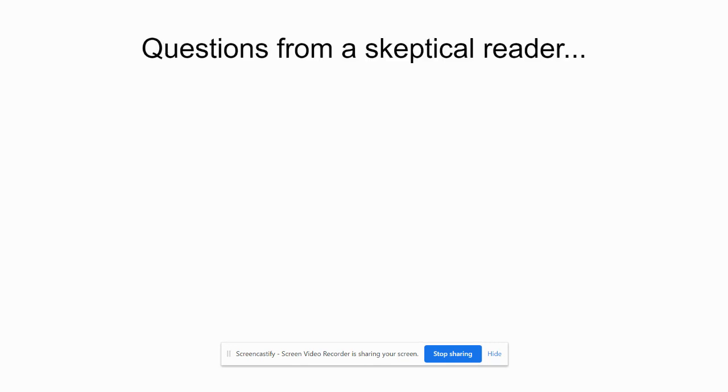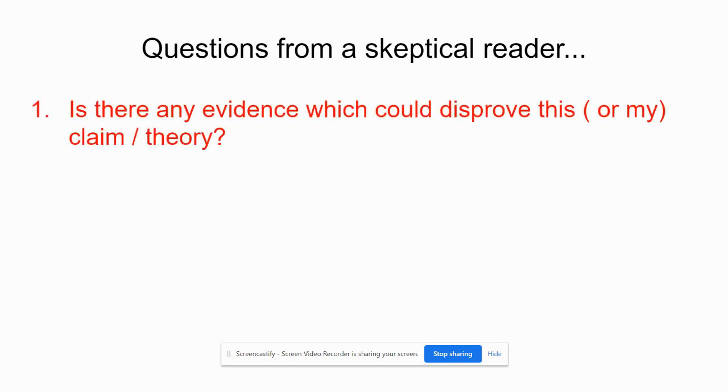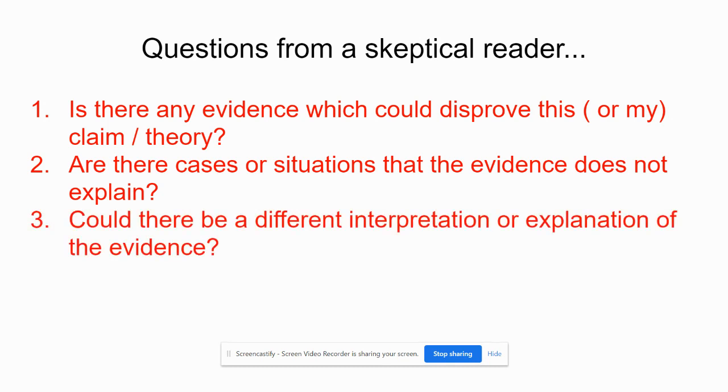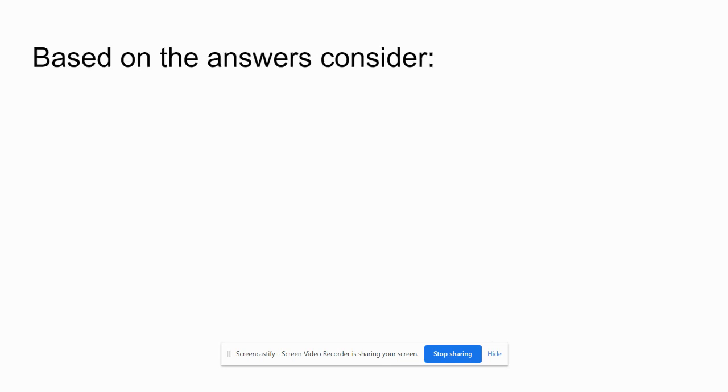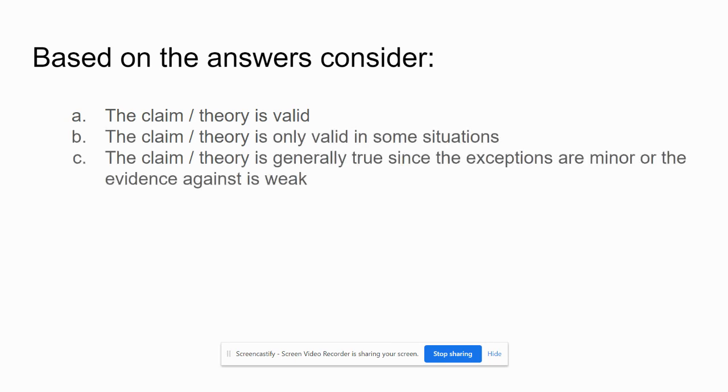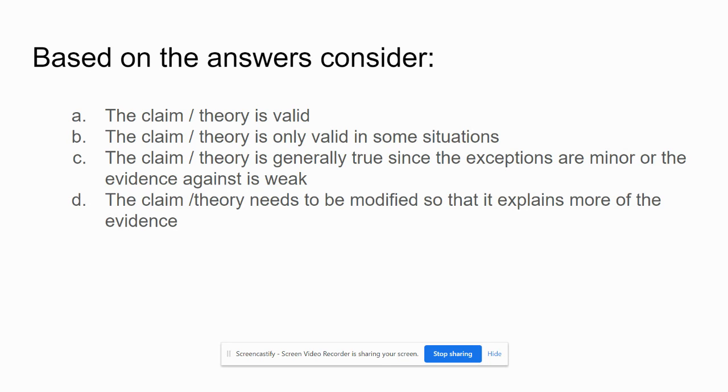In order to use this strategy, we put ourselves in the position of a skeptical reader. We ask three questions. Is there any evidence which could disprove this claim? Are there cases or situations that the evidence does not explain? And could there be a different interpretation or explanation of the evidence? Based on the answers to those questions, we could decide the claim is valid, decide that it's only valid in some situations, decide that it's generally true, but there's some weak evidence against it or some minor exceptions, or decide that it actually needs to be modified so that it explains more of the evidence.